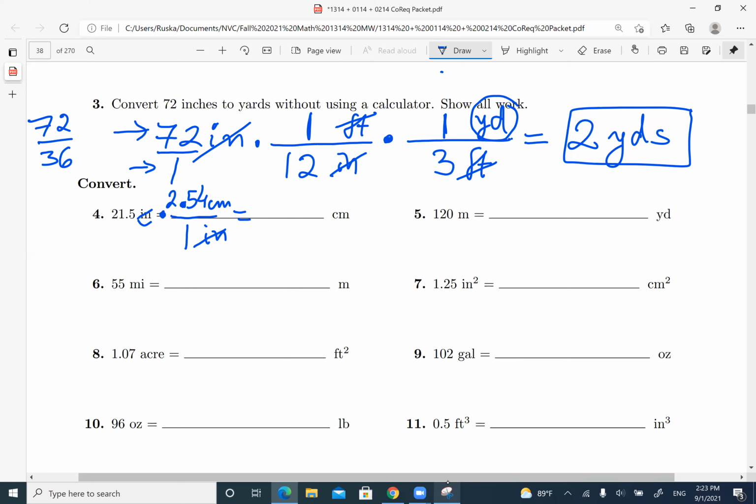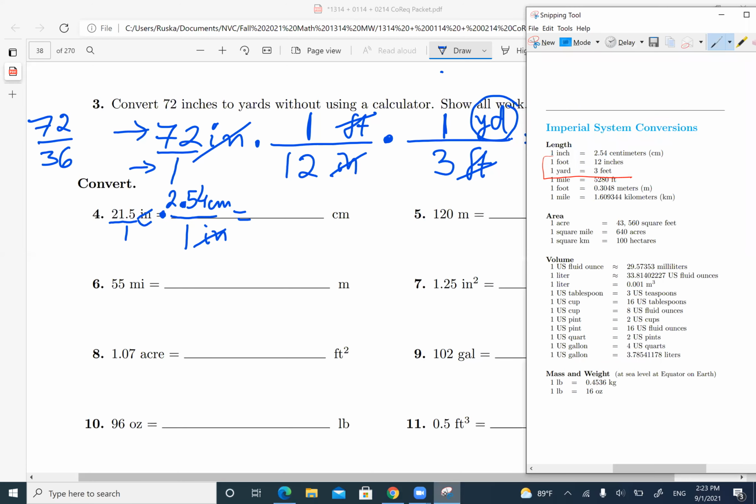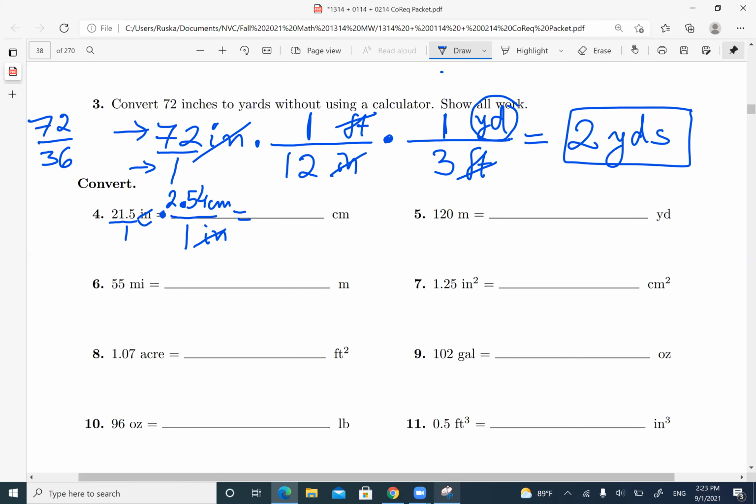So now I have 21.5 over 1. So technically, I have to multiply 21.5 by 2.54. Everybody understand that? Yes, ma'am. And I'm going to get 54.61. Okay, got it? Okay, let's do 120 meters to yards.